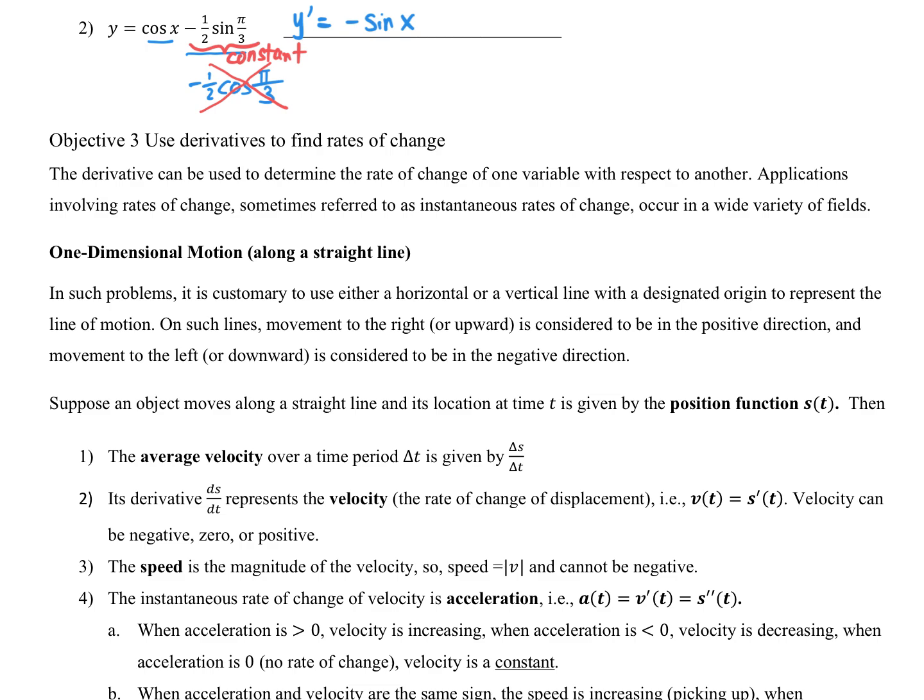Here, we'll look at one very classical area, which is the one-dimensional motion along a straight line. In such problems, we usually use either a horizontal or vertical line to represent the straight line motion. On such lines, very often, movement to the right or upward is considered to be a positive direction. Movement to the left or downward is considered to be in a negative direction.